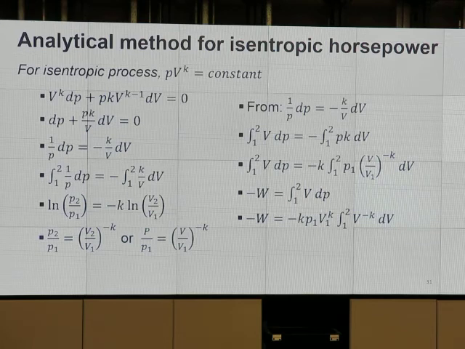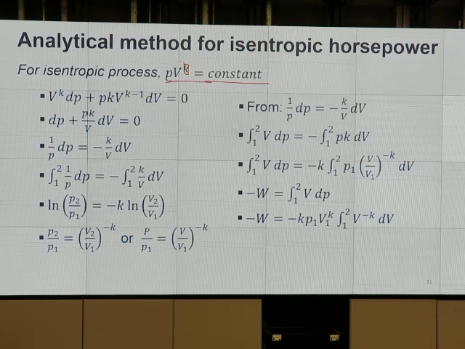Afshin is not here. Okay, Foster Anderson, what is the reason that we need to know about the derivation? To understand how it works. Good answer. Okay, let's go over it. So for an isentropic process, we have PV to the power of K equal to constant.